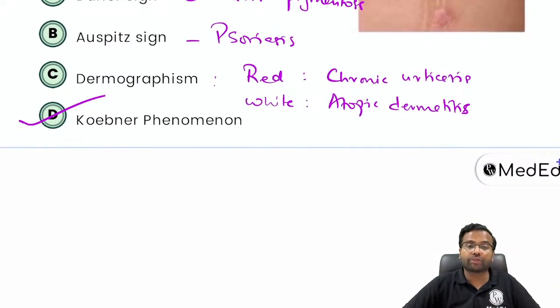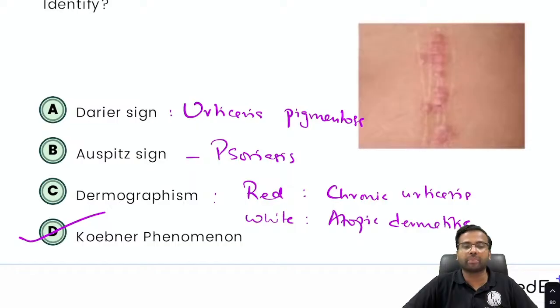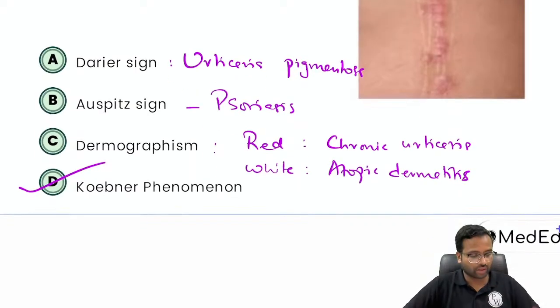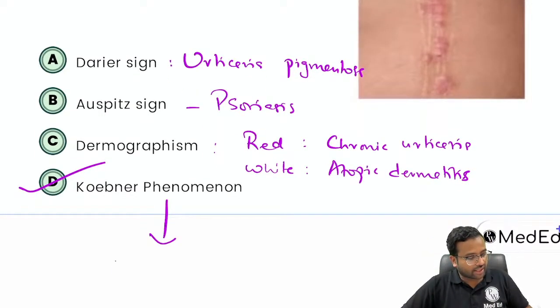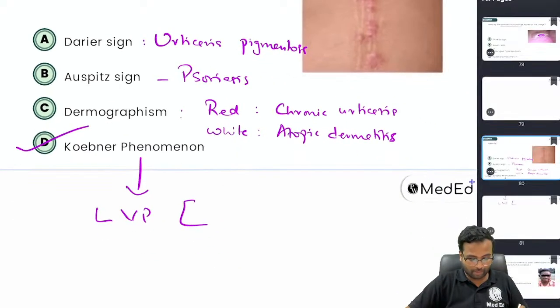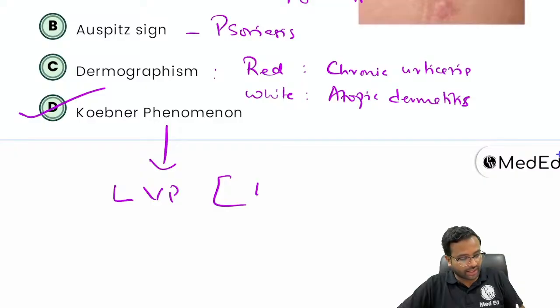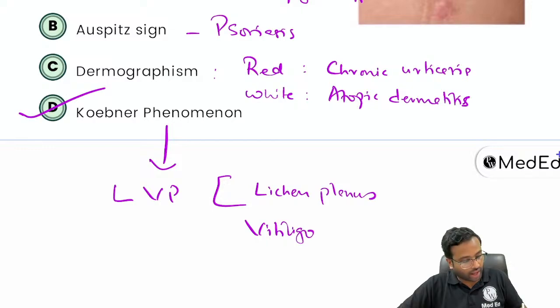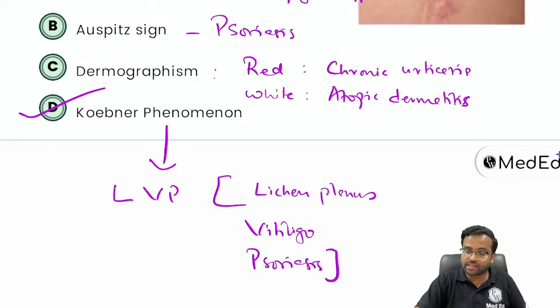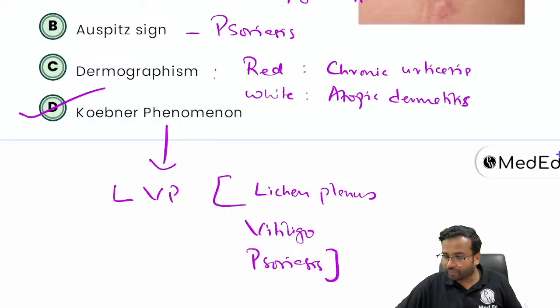Whereas Koebner phenomenon can be seen in three diseases, that is LVP. Do you remember what the three diseases are? This can be seen in lichen planus, vitiligo, as well as in psoriasis. Okay?